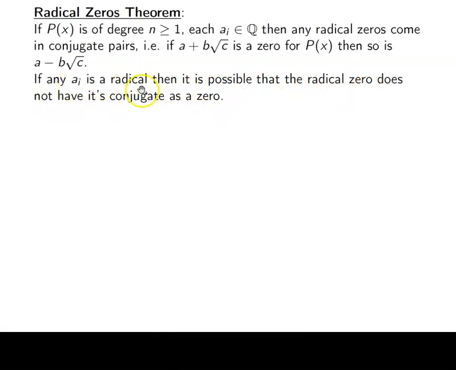Again, remember, most radicals are what irrational numbers look like. Unless it can be simplified down into a rational number, this is probably true, right? So if you have something like square root 2, square root 3, square root 5 as a coefficient, you're going to have a radical value as a zero, but its pair is probably not a zero.